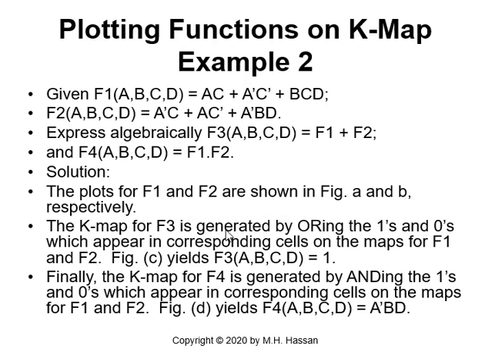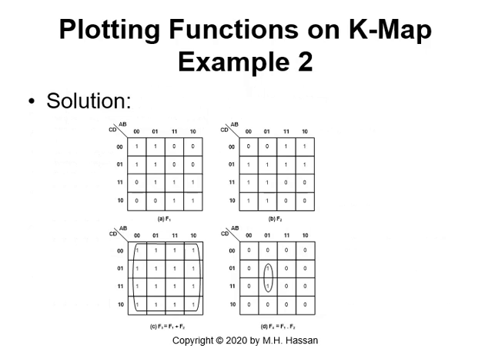So F1, F2 are shown, and the K-map for F3 generated by ORing the ones, as we said, and F3 will be 1. And F4 is generated by ANDing the ones, and F4 will be A prime BD. So if we read it, what we have is A prime B, and the 0 cancels with the 1 for the C, so I have A prime BD. And this is very correct.